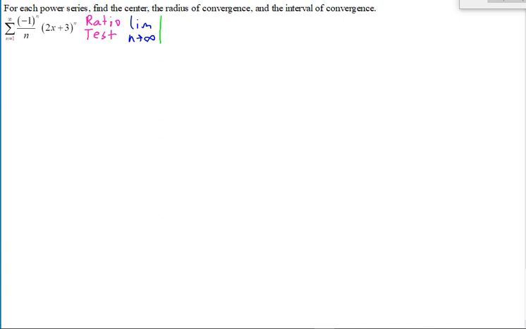And then you first substitute an n plus 1 for all the n's. So we'll have negative 1 to the n plus 1. We'll have 2x plus 3 to the n plus 1 divided by n plus 1. And then it's divided by the original one, which is like multiplying by the reciprocal. So these two are the numerator, the n would go on the numerator here, and these two on the numerator would go to the denominator.